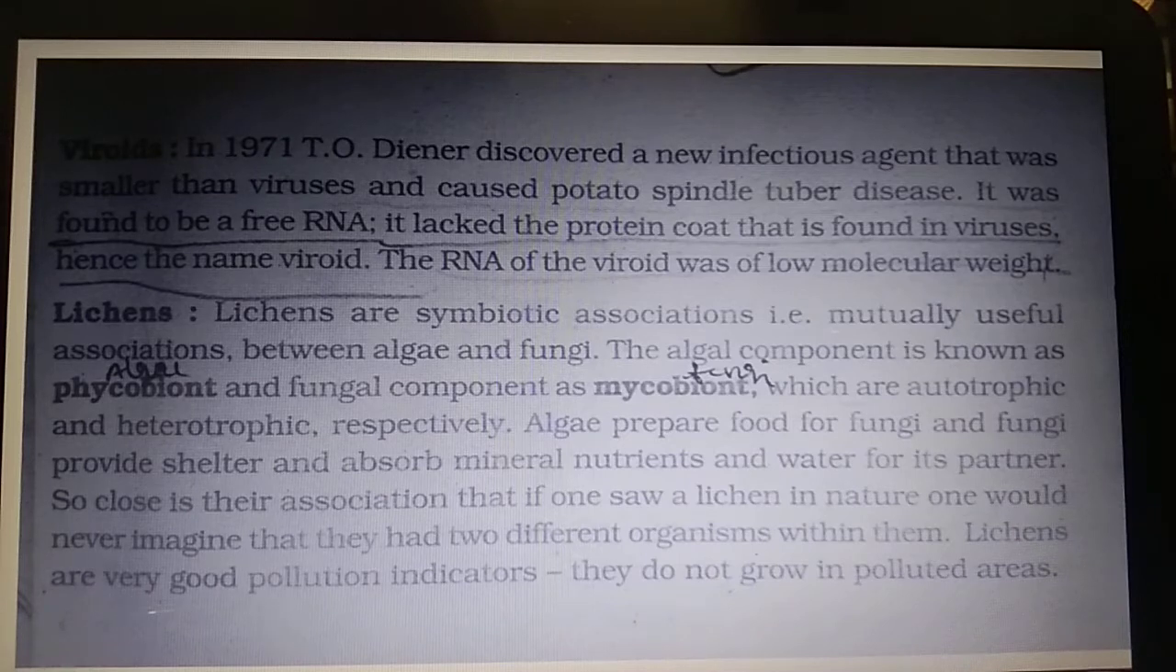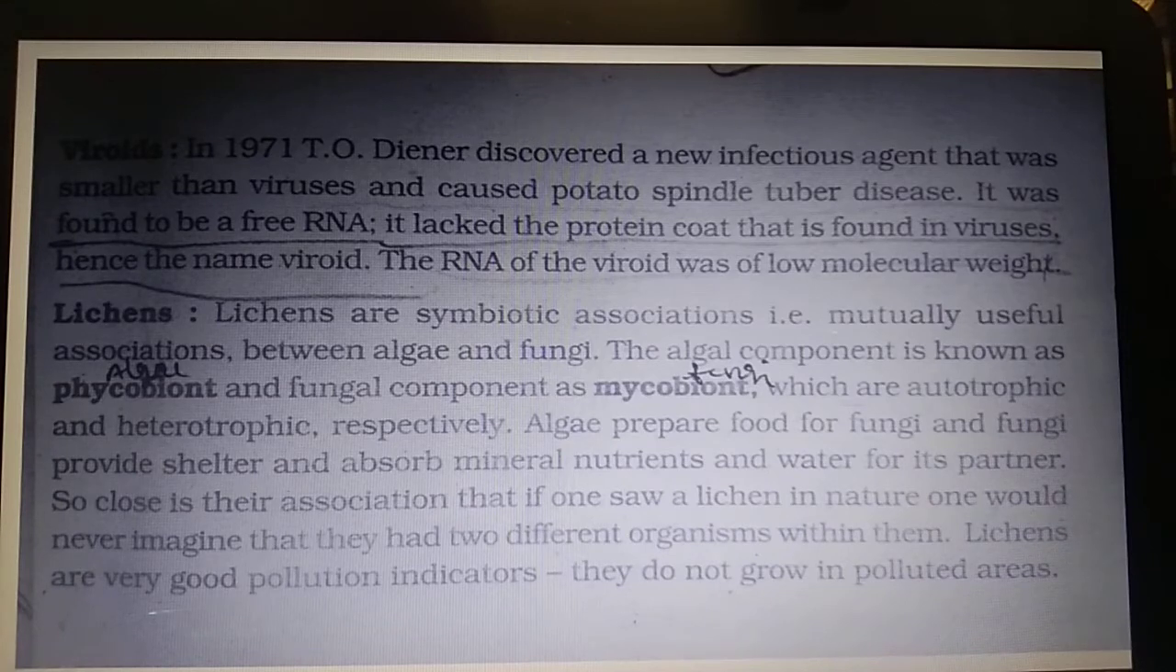The RNA of the viroid was of low molecular weight. So students, what is the difference between viruses and viroids? The difference is that in case of viroids, we do not have the protein coat. And not just this, the RNA of the viroid also has low molecular weight.